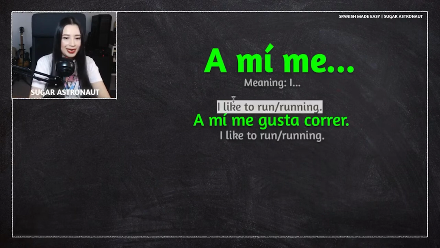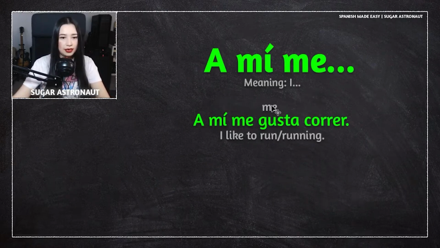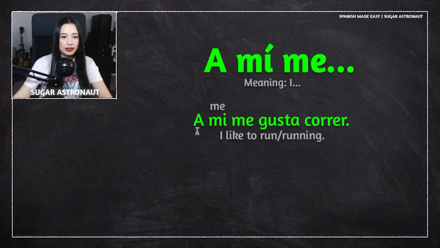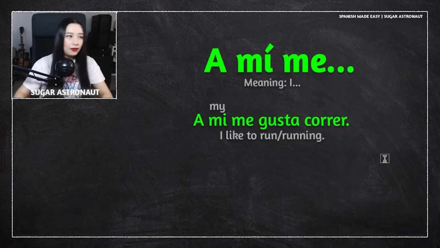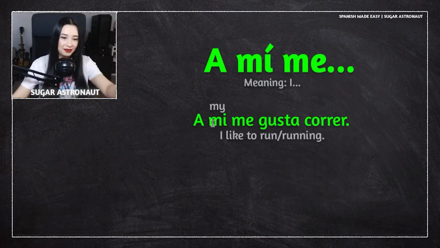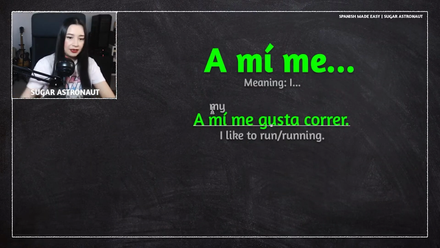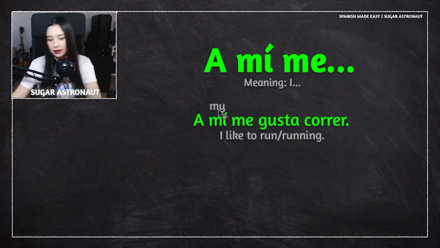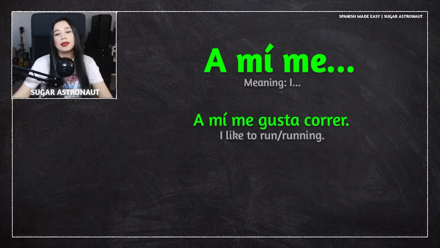This one right here, mí means me. Okay? Right here. Mí means me. If you remove the accent mark, then mi means my. So if you like to have good grammar, I suggest not forgetting the accent mark on top of the letter I. Okay, perfect. Now, very common to say a mí me gusta, right?